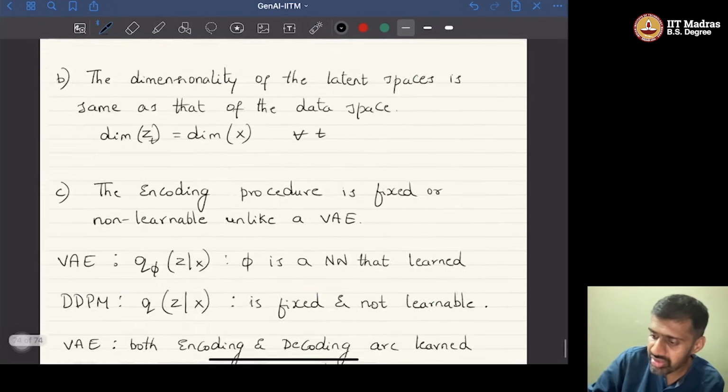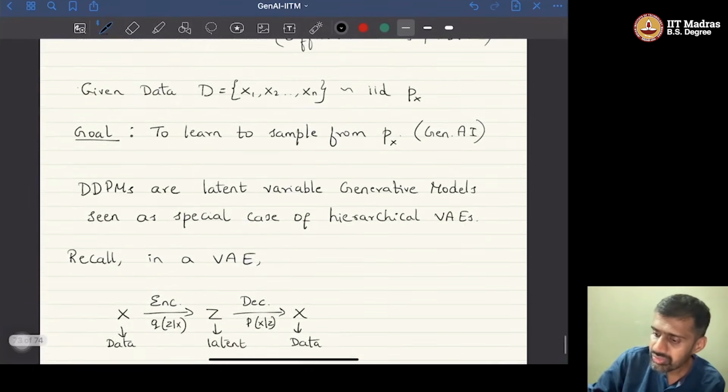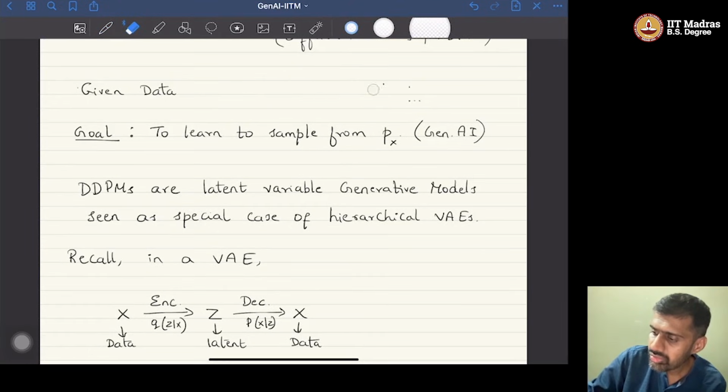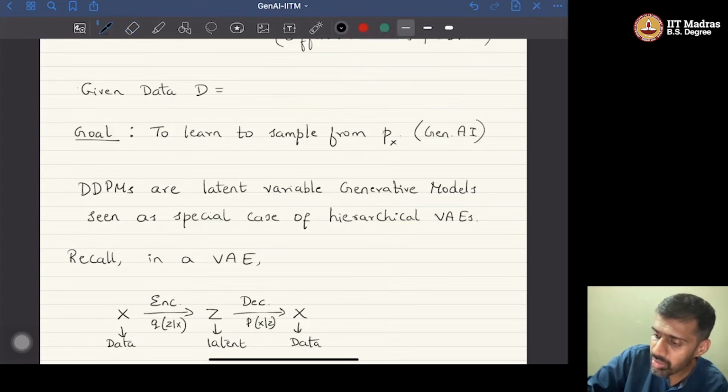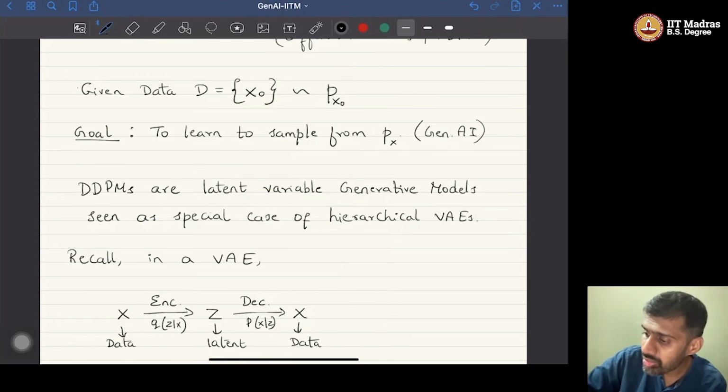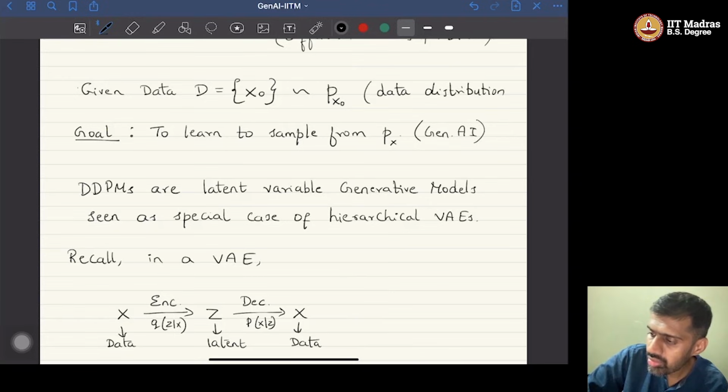So I will just erase this, just to disambiguate the notation. Given data D, let's say that there is only a single data point x naught. Now this is being sampled from p of x naught, because x naught is the underlying data distribution. This is the data distribution. So please note the change in the notations.